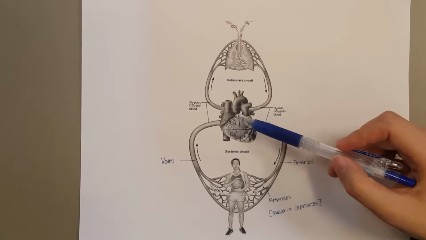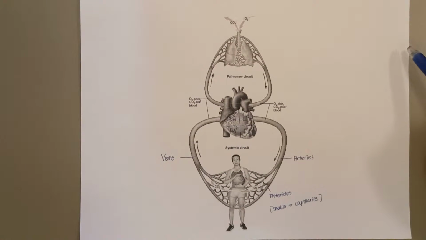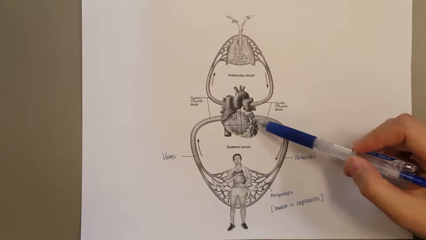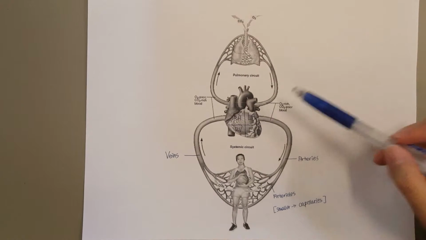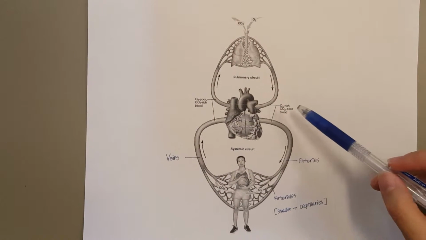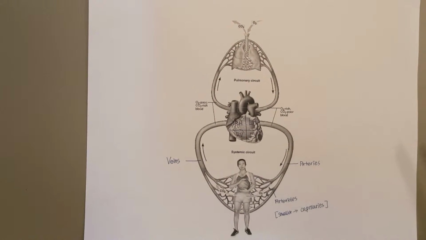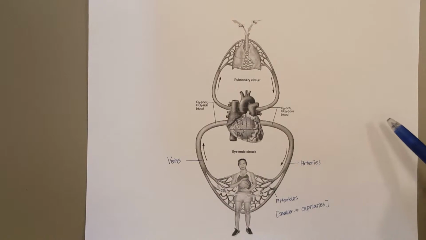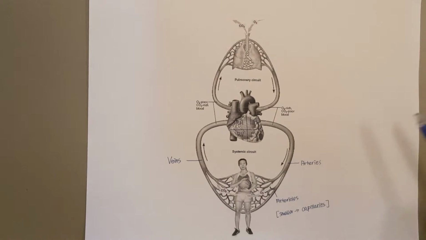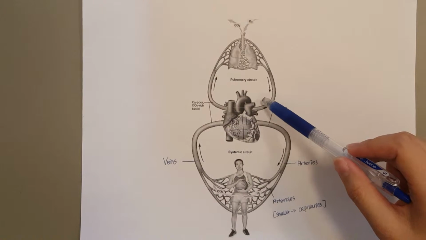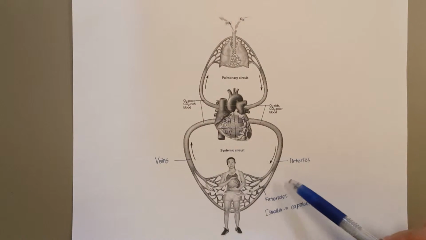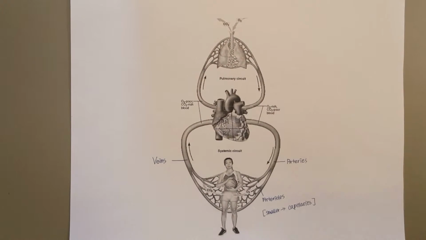The right atrium and right ventricle form the right pump, and the left atrium and left ventricle combine to make the left pump. The circulatory system is a closed loop which circulates blood to all body tissues. Blood travels away from the heart in arteries and returns to the heart by way of veins.